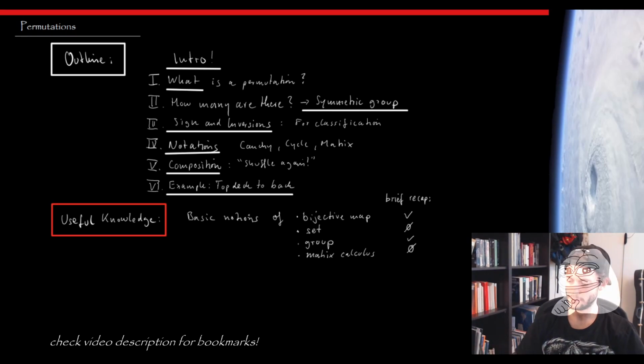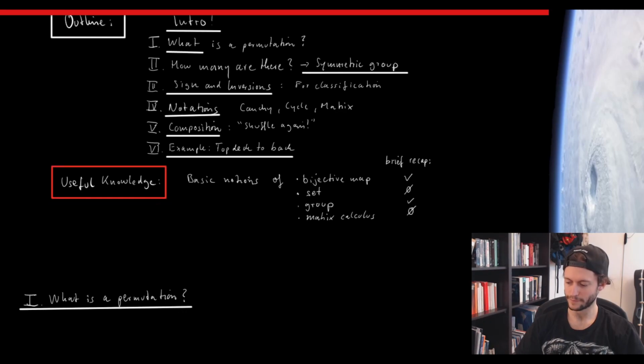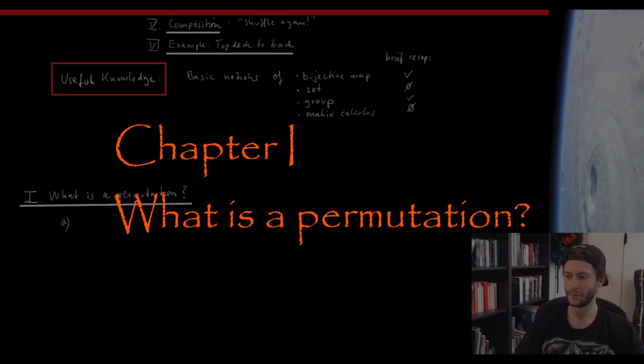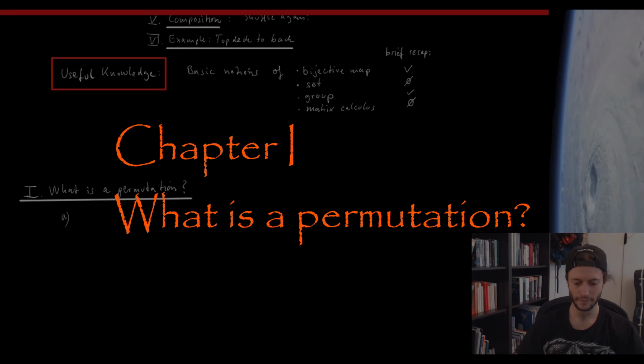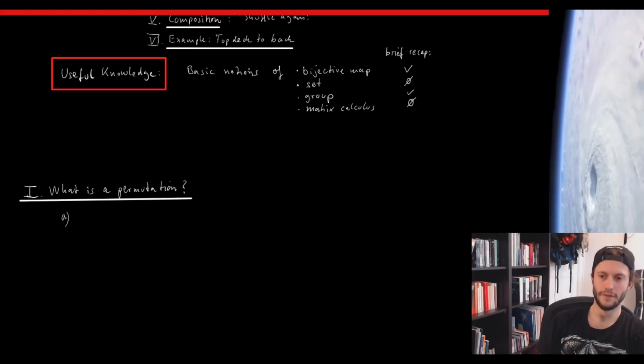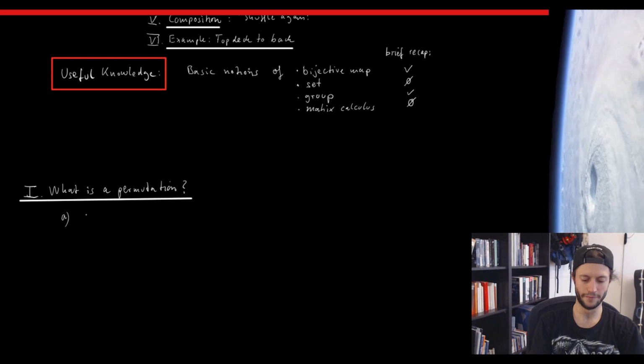Good. Let's go to point 1. What is a permutation? Okay, so the first and maybe the easiest way is just to think of it as shuffling. You have a set, like a deck of cards, and you shuffle it. You permute the cards. Like let's draw the kid's method of shuffling.